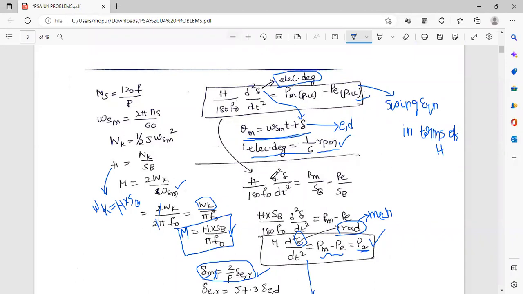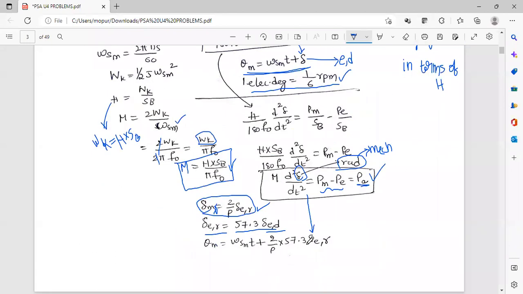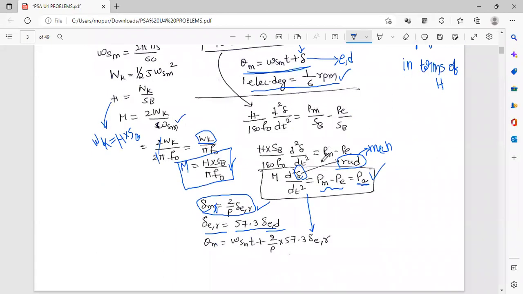Suppose H is not given, M is given, then we need to calculate δ from the second swing equation, where this δ is in mechanical radians. So you need to convert that into electrical degrees. So how to convert it into electrical degrees? You just multiply by 2/P times 57.3 electrical degrees. Then after finding this, you can convert this into RPM if they have asked.